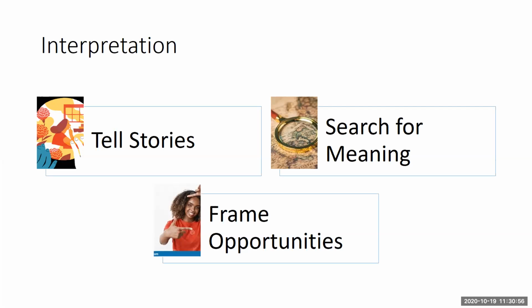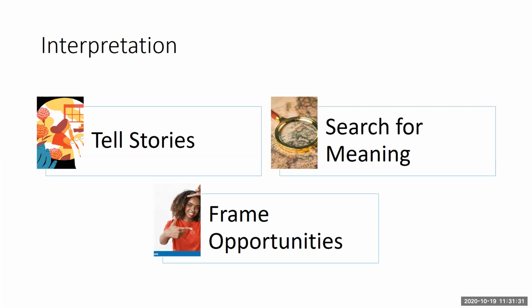And then you move into interpretation. This is where you make sense of all of that information that you gathered in discovery. In interpretation, you're really trying to tell stories and understand what the experience is like for the user. You're searching for meaning, and you're also framing opportunities. So you're looking at both areas where you need to improve, but you're also recognizing where your assets are, what's working really well, and trying to understand why what's working well is working well in order to help you solve for what's not working well.